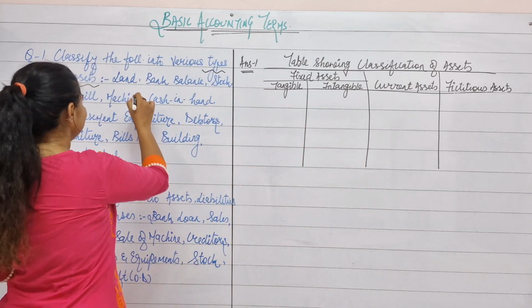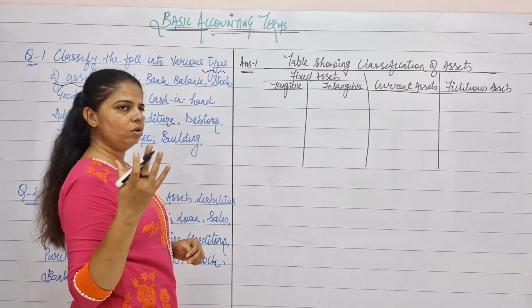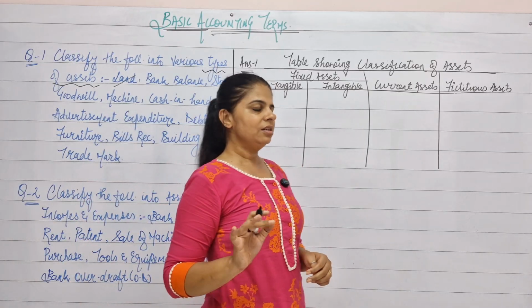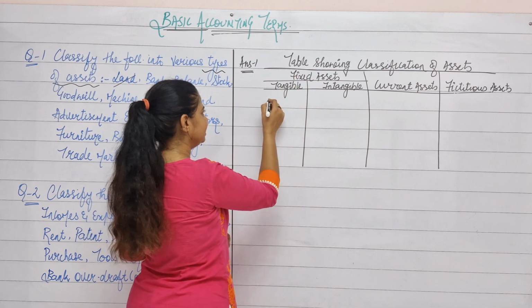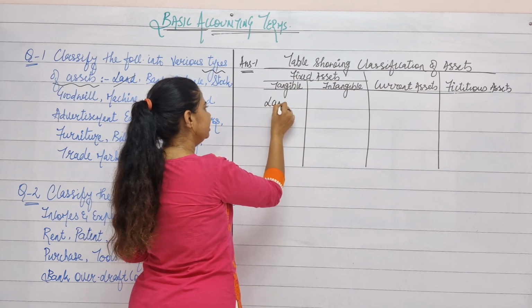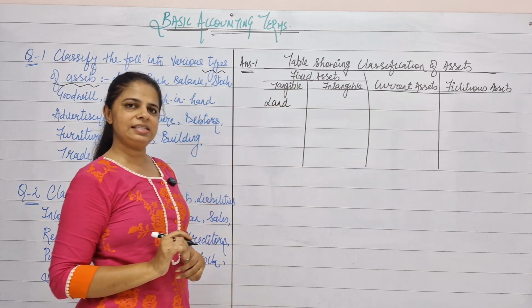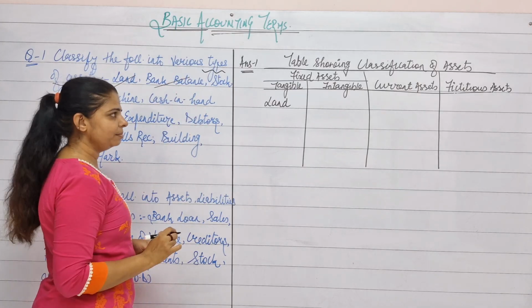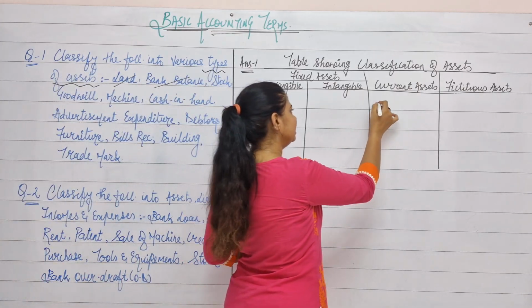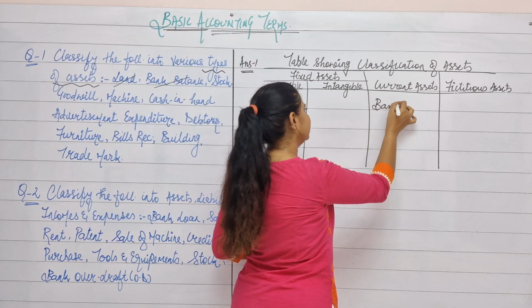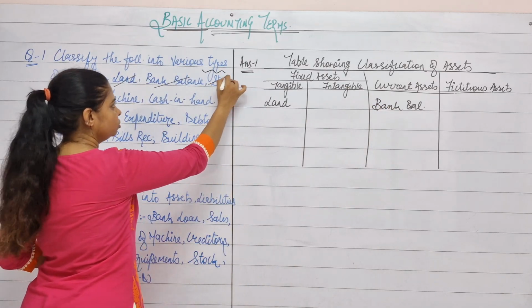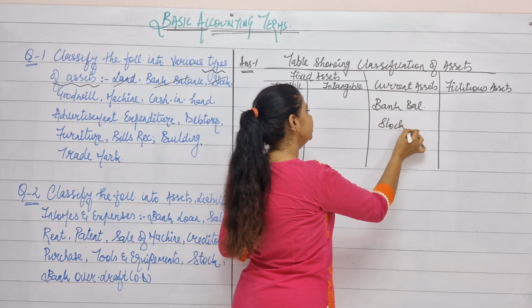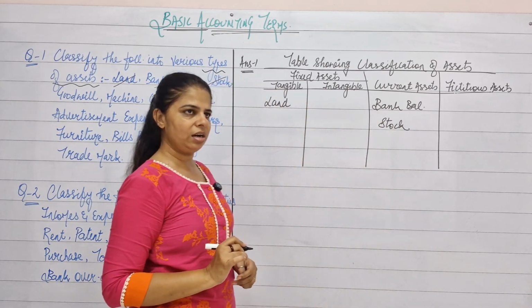So starting with land. जो भी item लेते जाते हो, go on scratching it so that कोई भी item miss नहीं हो जाए. So land, we know it's a fixed asset and it is a tangible kind of fixed asset. So tangible asset के column में drop करो. Then next is bank balance. Bank balance is your current asset as it goes on fluctuating. Then the next term is stock. Stock again is your current asset and you will drop it in current asset wala column.